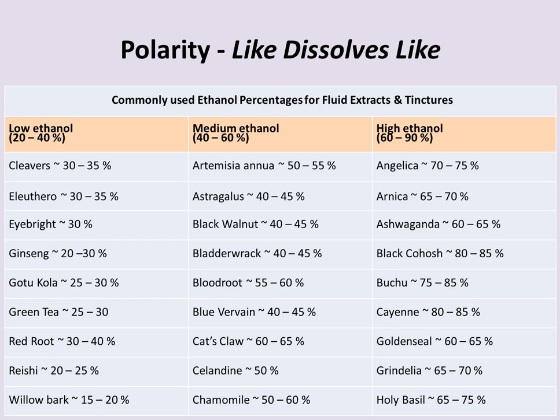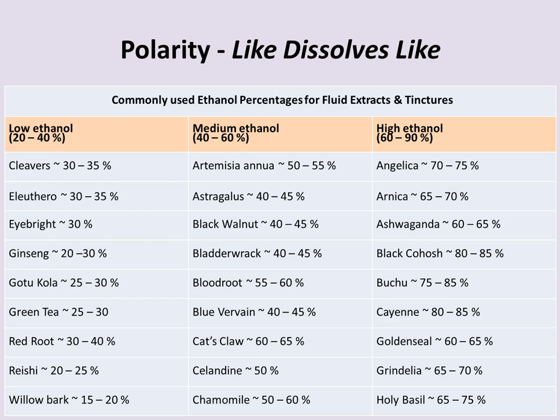So to come back to polarity a little bit more, particularly in the ways that we're going to alter polarity, we're more likely to do it with changing ratios of alcohol, ethanol to water, maybe the addition of glycerin, maybe some of these other solvents that we've talked about. But polarity comes down to like dissolving like.